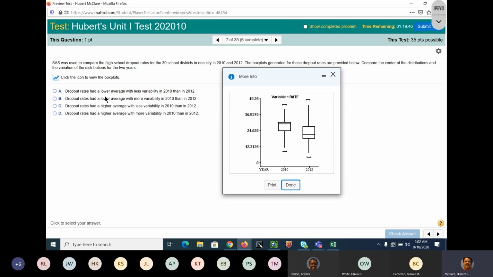Okay, dropout rates had a lower average, less variability in 2010 than 2012. Okay, this is 2010 and this is 2012. Looks like the spread is higher here. It also looks like this is a little bit to the right. This is a little bit to the left of the middle. So let's see, dropout rates had a lower average.